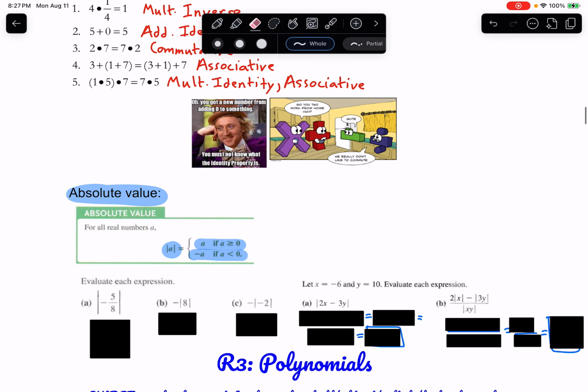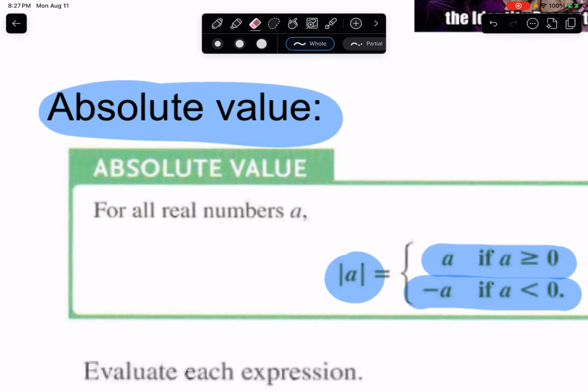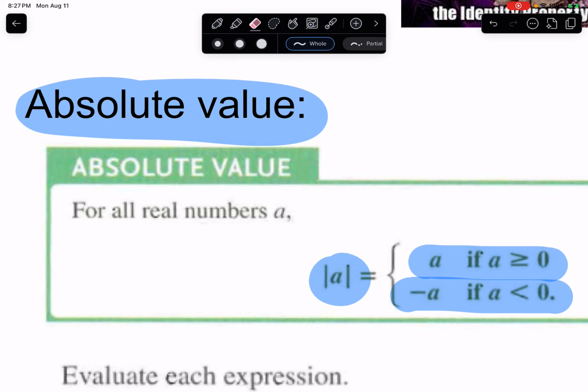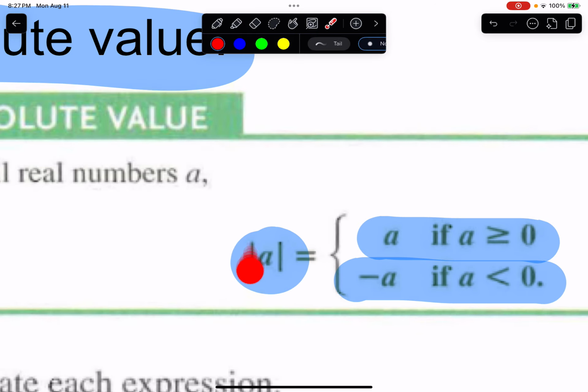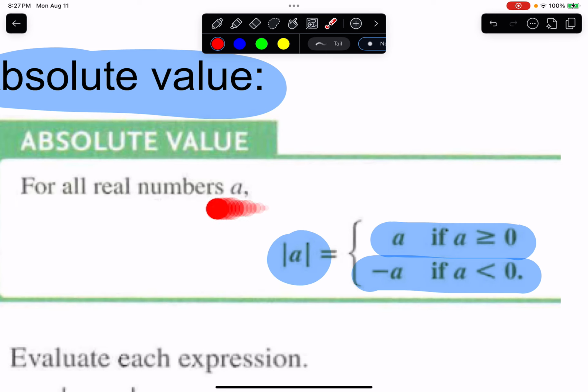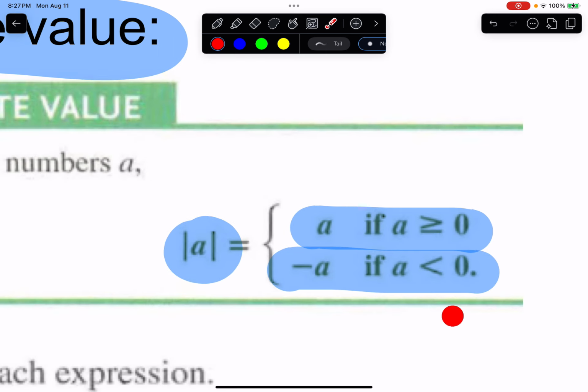Last thing we're going to talk about is absolute value. So absolute value you might be familiar with. What does absolute value do? First off, the symbol is just 2 vertical bars. You can do this for any real number. And what it says is if your number is positive or 0, notice the equal to, you just keep the number the same.